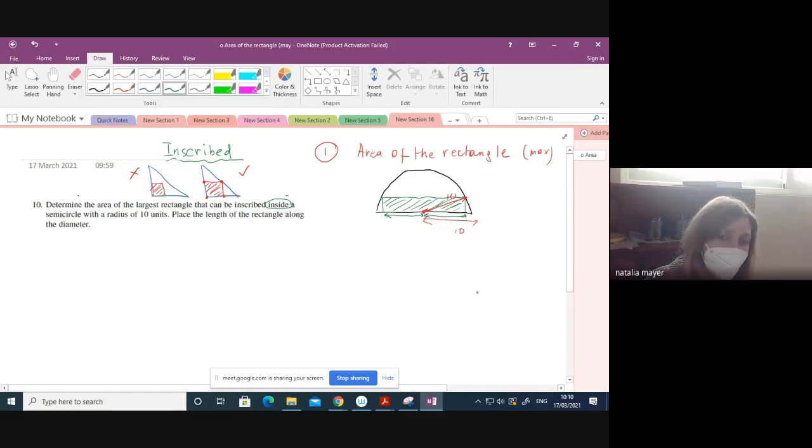So now the diagram is there. We know what we are optimizing. My question is, what is the second step? Modeling, okay? So we're going to model the area. The area of what? Which shape do you see? Model the area of the rectangle.